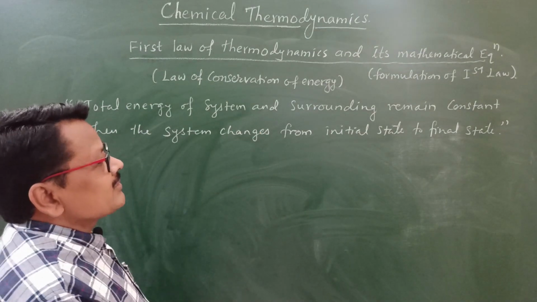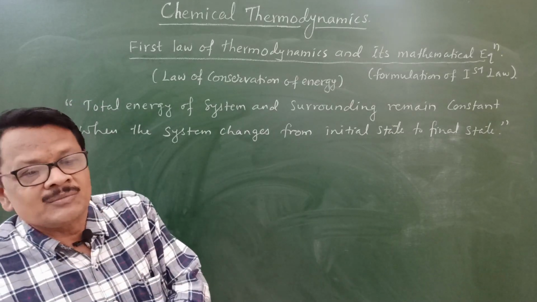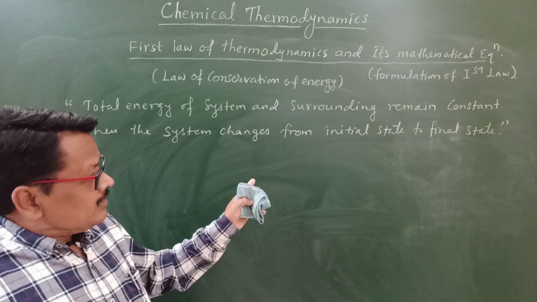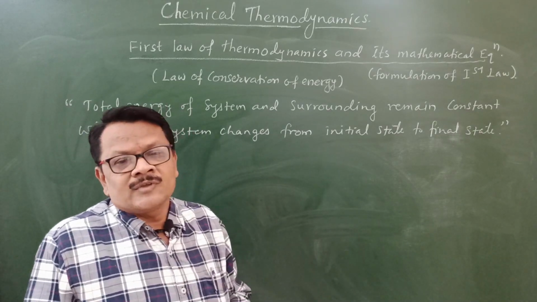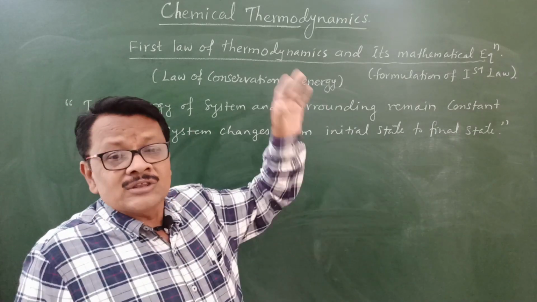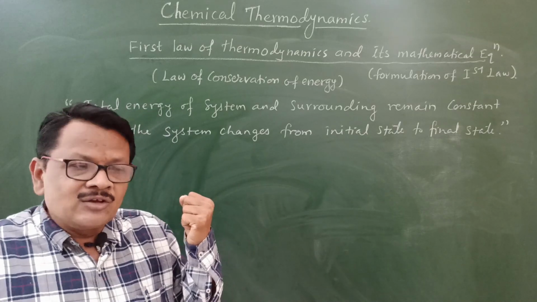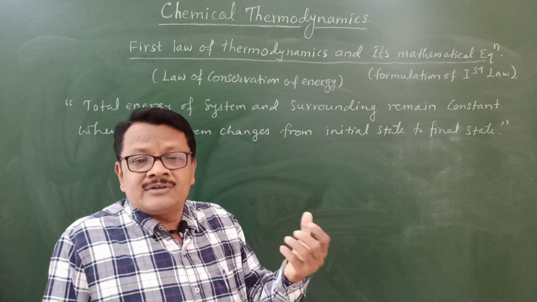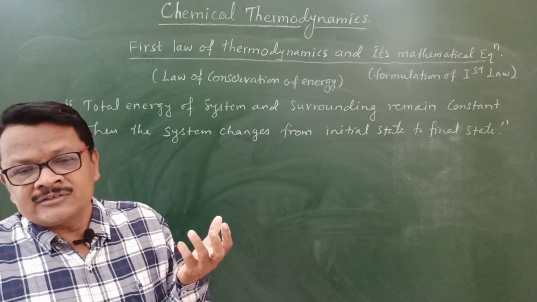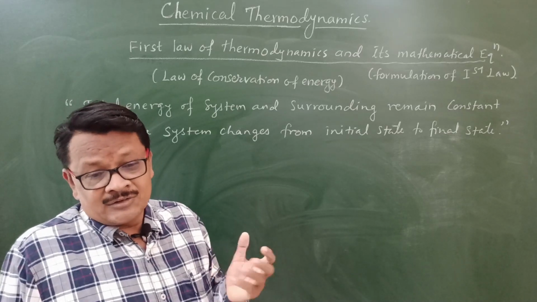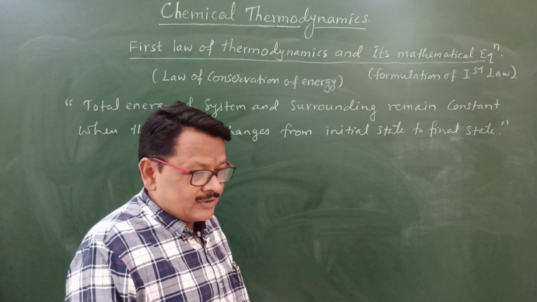Total energy of system and surrounding remain constant when the system changes from initial state to final state, or when the system changes from one state to another state. I have taken one example, when in the system an exothermic reaction is taking place. Suppose an endothermic process is taking place, the melting of ice example. During the melting of ice, 6.01 kilojoule of heat is absorbed, and that absorbed heat is taken from surrounding. Means system's internal energy increases, but surroundings' internal energy decreases. So therefore, the total energy of system and surrounding remain constant. So that is the meaning of the statement.